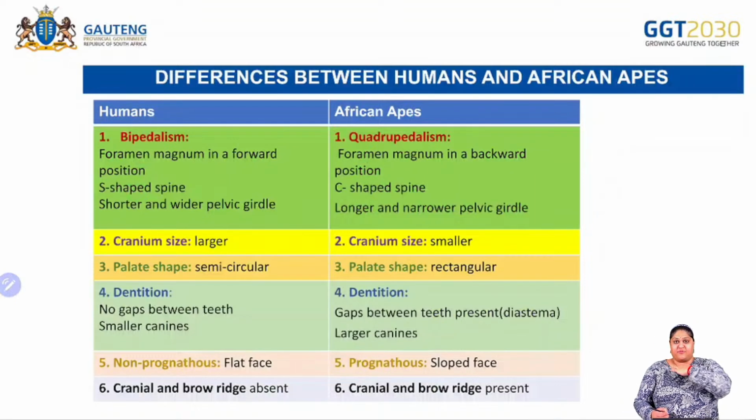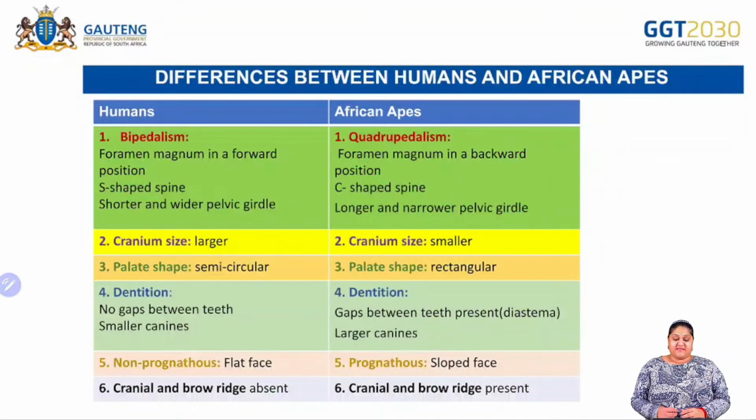Basically they would be more hunched over, right? So what assists us to have bipedalism? It's the fact that we have a foramen magnum in a forward position. Now, what is the foramen magnum? It is the hole at the bottom of the skull. I'll show you in the picture, but it's the hole at the bottom of the skull which the spinal cord, or the vertebral column, comes out of or attaches at that point.